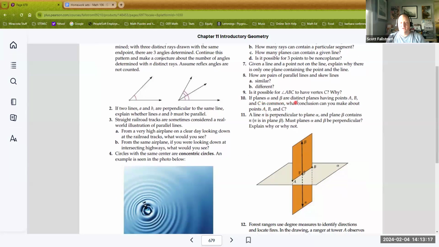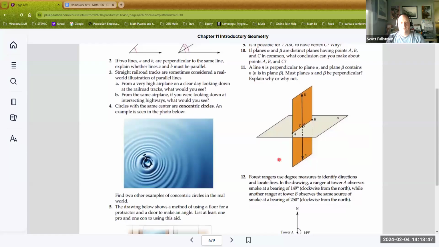If planes alpha and beta are distinct planes having points A, B, and C in common, what conclusion can you make about points A, B, and C? Interesting. It's almost like they gave you something similar to that. It's not exactly the same because it doesn't have point C labeled. Clearly, this picture is for question 11, but it has plane alpha and plane beta. You can kind of see it. Planes alpha and beta intersect here. Point C now has to be in common as well. That means it has to be part of the intersection. Where would that point be located?